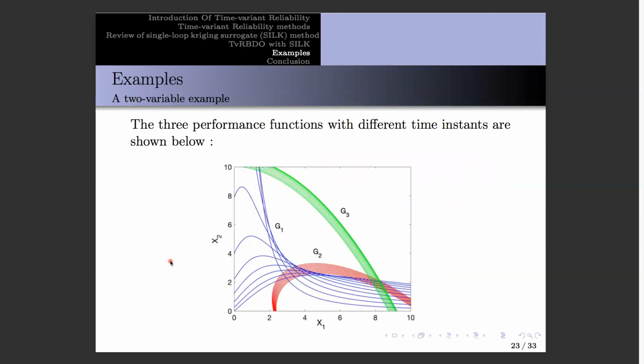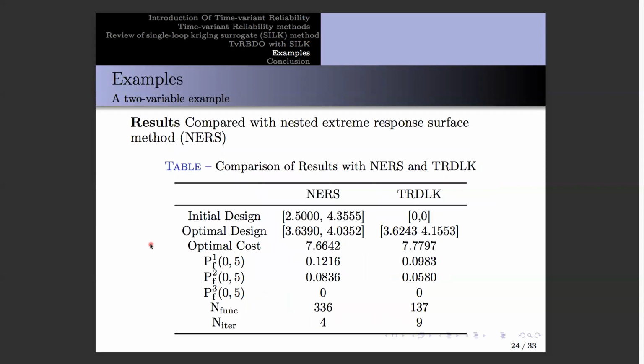Here is a figure that illustrates the three performance functions at different time instances. And here we compare the proposed method to the NERS method, which is a method based on the extreme value of the double loop EGO time-variant reliability method. We can see that here the proposed method, TRDLK, consumes fewer function evaluations compared to the referenced method. These advantages come from the SILK.